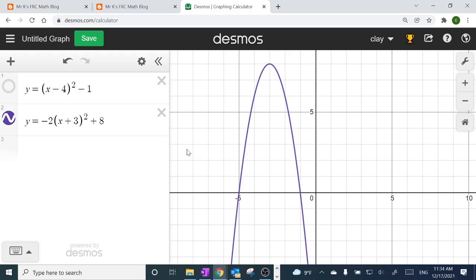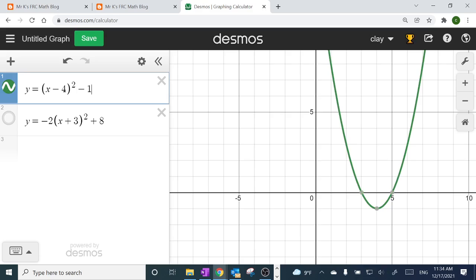Also, you'll notice these worked out, so all these points are just nice. What if instead of, let me go back to the first one. What if instead of this being a 1, what if it was a 2? What if it was -2? Look what happens to the X-intercepts.